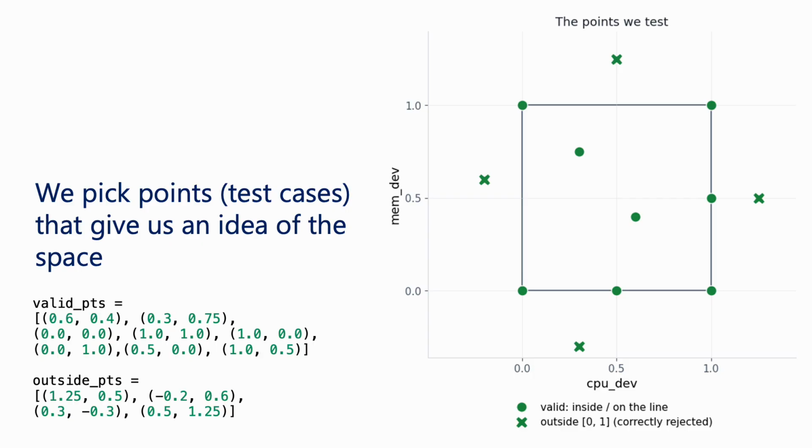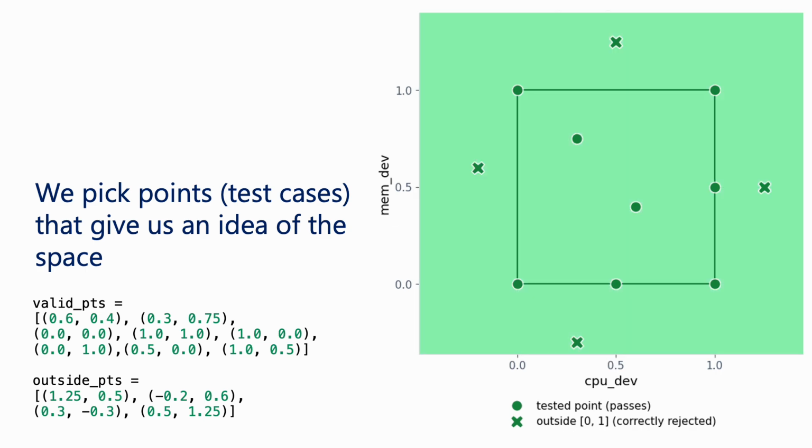So for example, value of CPU deviation below 0 or greater than 1. And the assumption we have is when we test these points, if our function is successful and respond correctly to these points, the assumption we make is that our function is going to behave, most likely is going to behave correctly in the entire space. So for the entire possible set of value for the inputs.